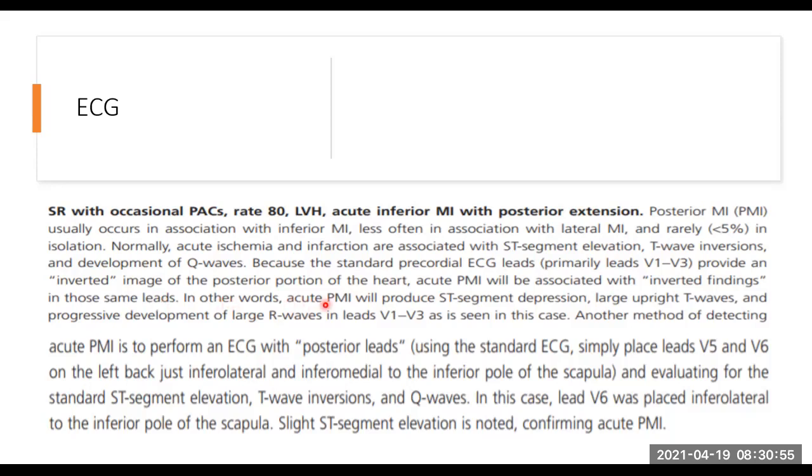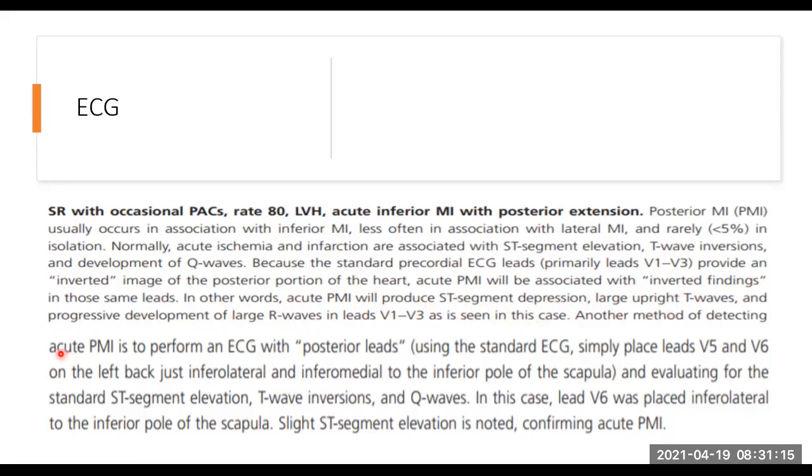So in other words, acute PMI will produce ST segment depression, large upright T waves, that's the second criteria, all right? And progressive development of large R waves in leads V1 to V3 as seen in this case. Nobody's going to remember that when we walk out from here. Not even me. So we'll check how do we make sure.